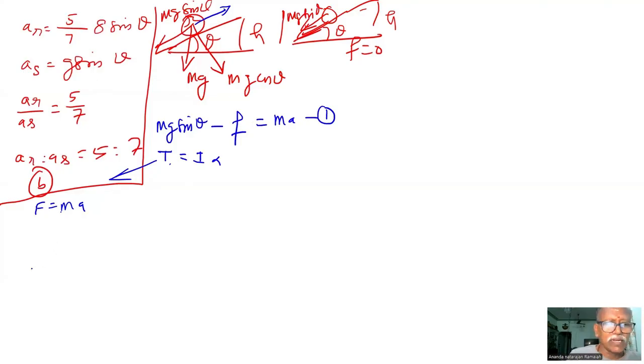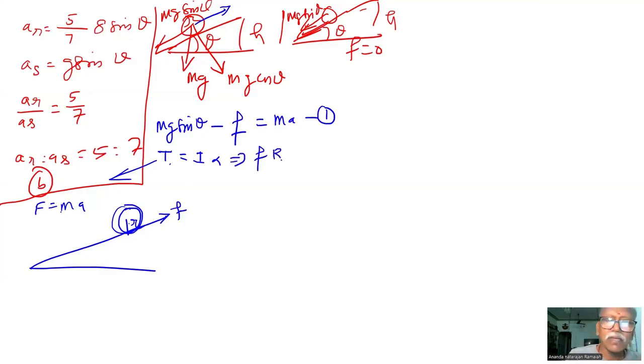Already I told you that on an inclined plane, if something is rolling, because of the frictional force and the radius, it develops a torque. It is rotating, force into distance, Fr. Therefore, this torque can be written as Fr. So Fr equals I alpha. This is the second equation.